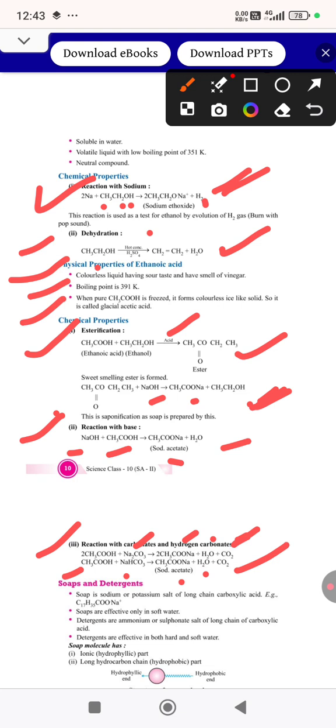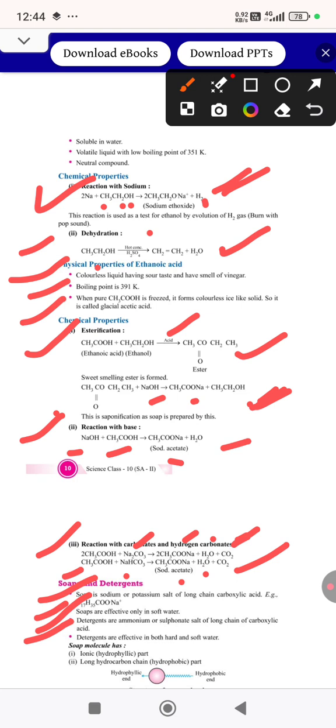Soaps and detergents. Soap is the sodium or potassium salt of a long chain carboxylic acid. Their formula is, for example, C17H35COO Na plus. Sodium soaps are effective only in soft water. Detergents are ammonium or sulfonate salts of long chain carboxylic acids. Detergents are effective in both hard and soft water. So detergents are better than soaps.